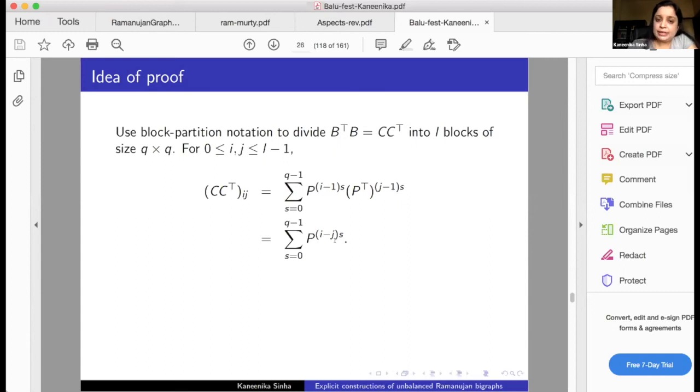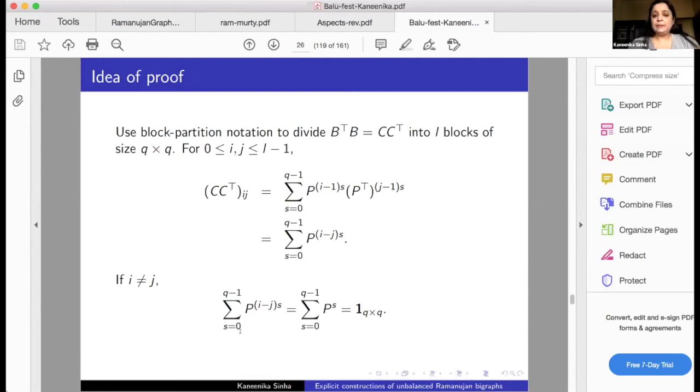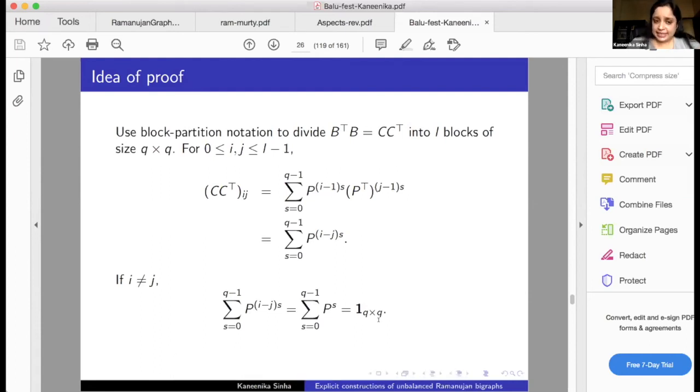And in particular, if i is not equal to j, then from the fact that Q is a prime, we end up getting that the sum of P raised to the i minus j times s, as s varies from 0 to Q minus 1, just turns out to be that Q by Q matrix, all of whose entries are exactly equal to 1. And when i is equal to j, this matrix just turns out to be Q times the identity, the Q by Q identity square matrix.